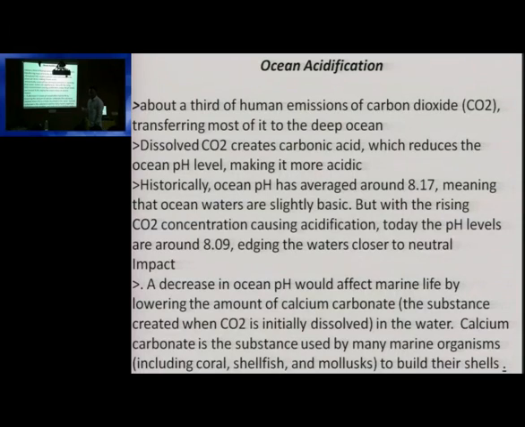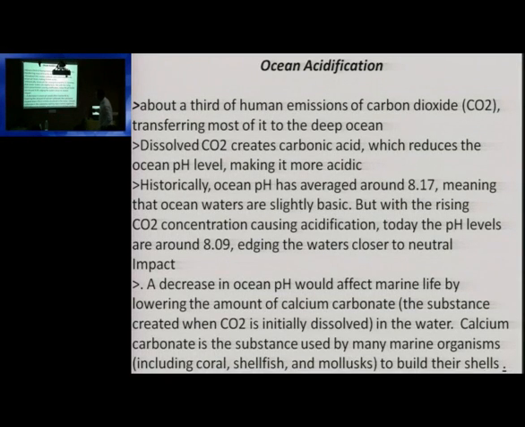Ocean acidification is another very important geographic feature. About a third of human emissions of carbon dioxide, CO2, is transferred, most of it into the deep ocean. Dissolved CO2 creates carbonic acid. This is very important. It plays a very destructive role for coral formation and shells, because the carbonic acid dissolves any lime content substance in the ocean water and destroys the lime content of that environment.